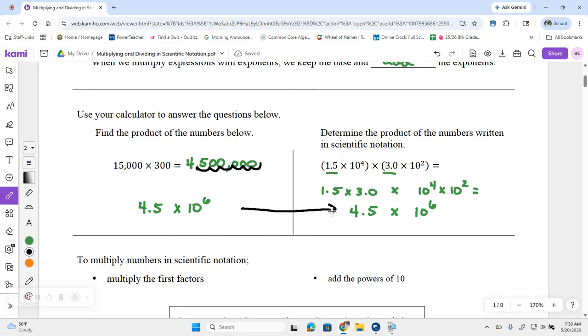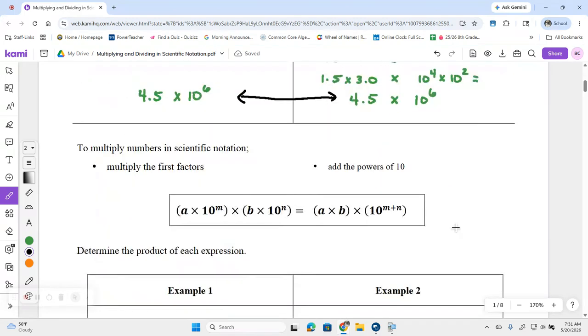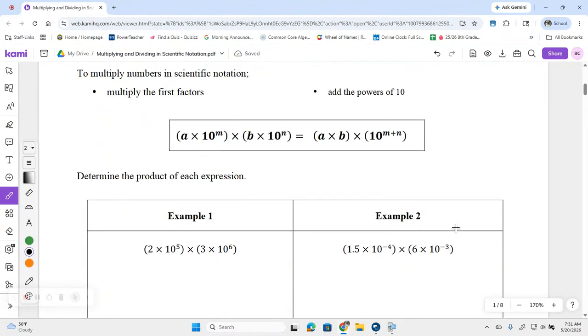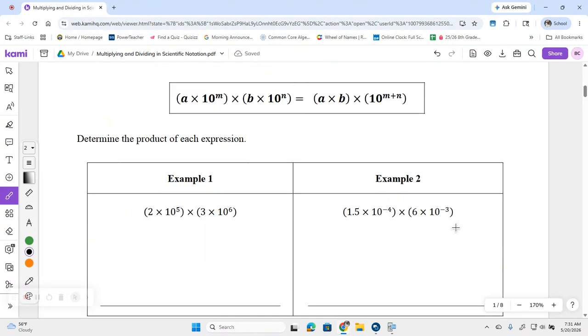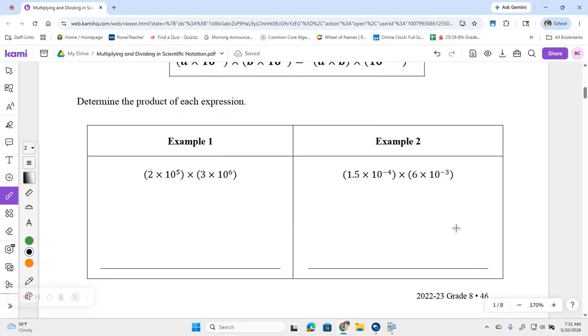So we get the same answer multiplying in standard form and multiplying in scientific notation. So multiplying in scientific notation can be a little quicker because we can just multiply those first factors between 1 and 10 and then add the exponents. So let's look at a couple examples at the bottom here.